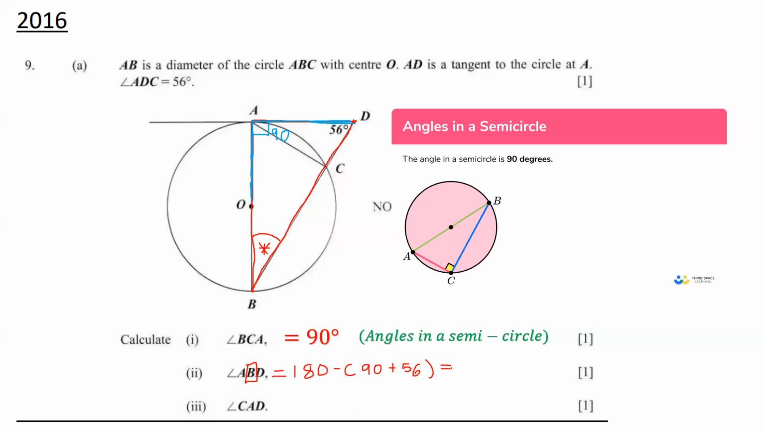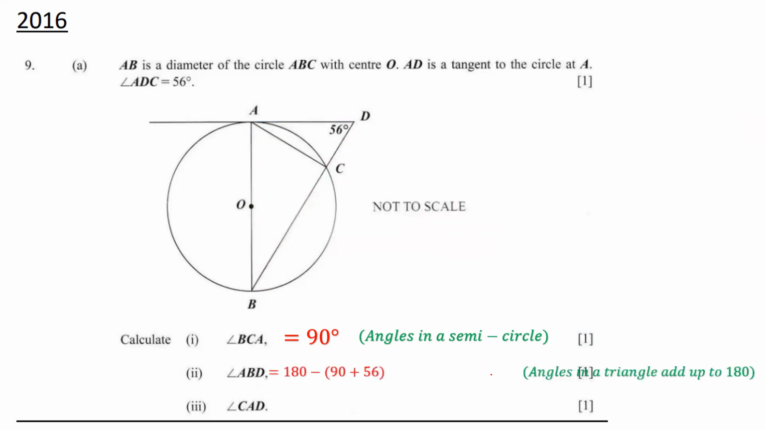So we have 180 minus 90 plus 56. It's going to be equal to 34. All right, so the angle here is going to be 34 degrees. What's the reason? Because angles in a triangle add up to 180 degrees. All right, let's move on to the next question.